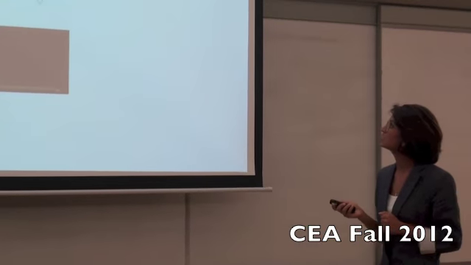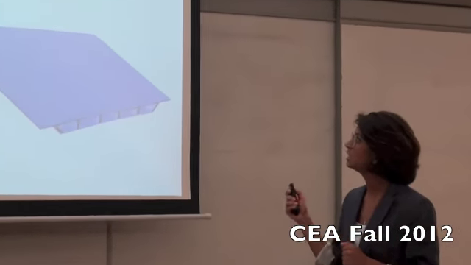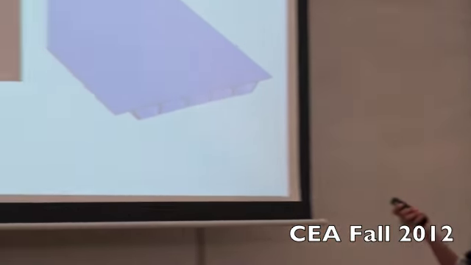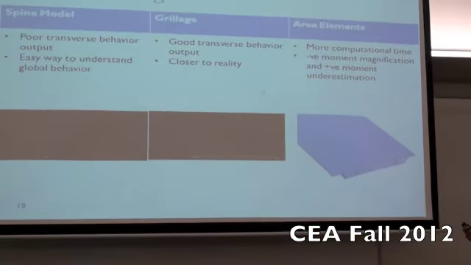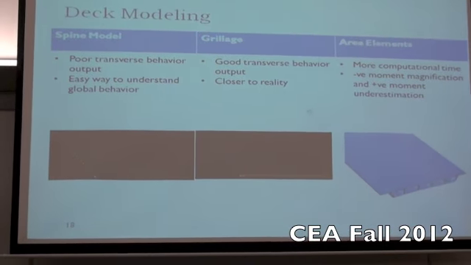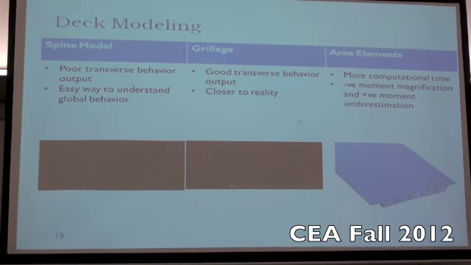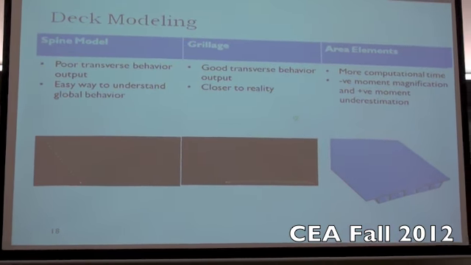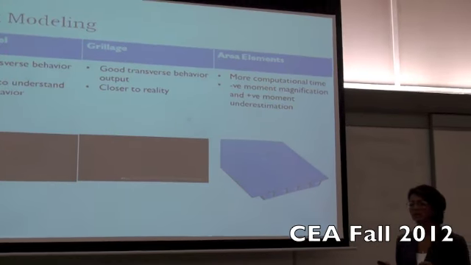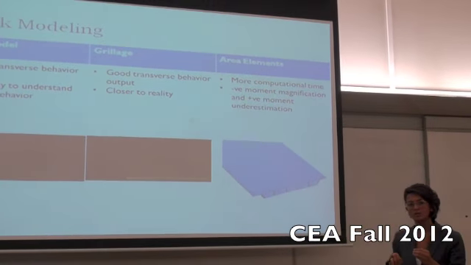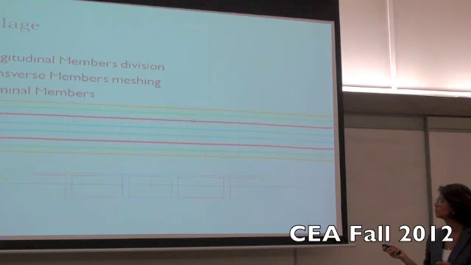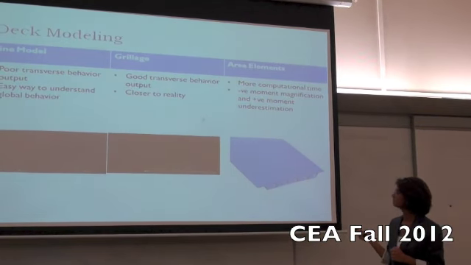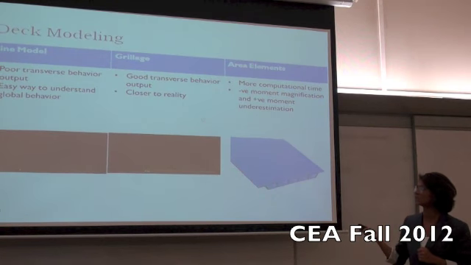For the third and last one, the area element, we model each and every element in our deck as an area element. Though it's closer to reality than the grillage, it requires more computational time, almost triple or quadruple the time. And since the support is simulated as pin supports, it magnifies the negative moment and underestimates the positive moment. So we conclude that we will model our deck as a grillage.